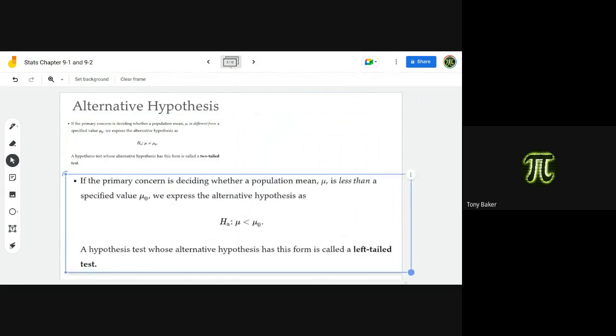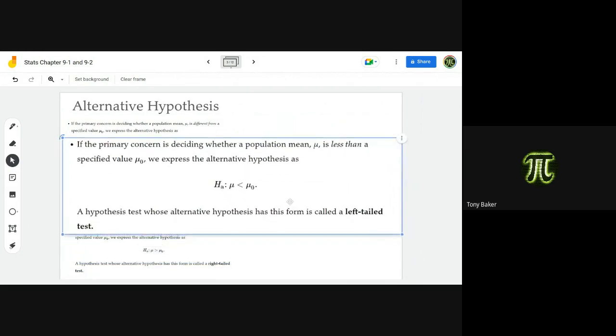The next one we look at is we could say that we believe the mean is less than what was given. So we believe the mean is less than whatever the null hypothesis was, or the null mean. In this case, since we're looking at the less than, it is a left-tailed test. Okay, because less than, we're going to the left side of the bell curve.